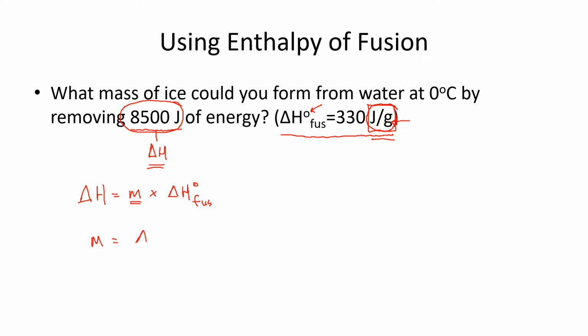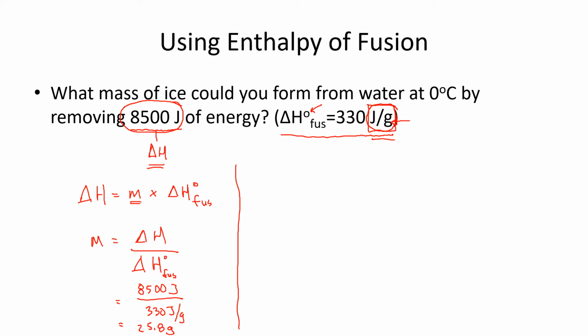And you could say that the total enthalpy here is going to be divided by the standard enthalpy here, and then you'll end up with 8,500 joules divided by 330 joules per gram. And I'm kind of getting squished down here, but let's see what that works out to. 8,500 divided by 330 equals, and we end up with 25.8 grams. So that's one way of looking at it.